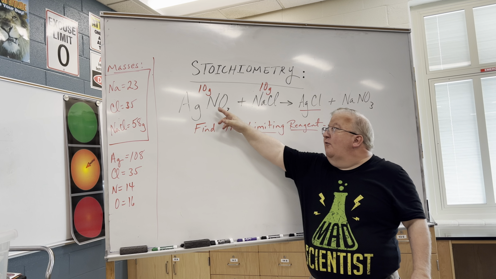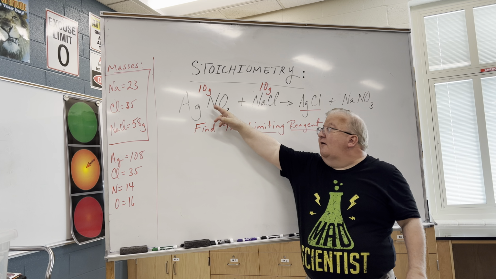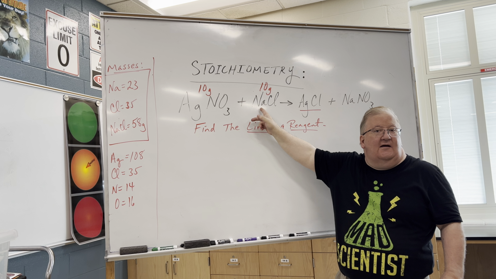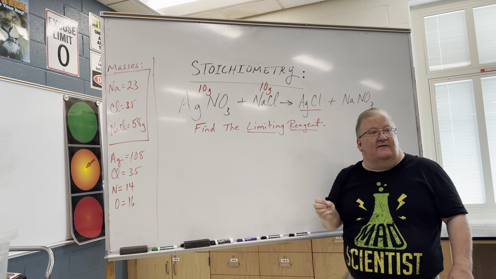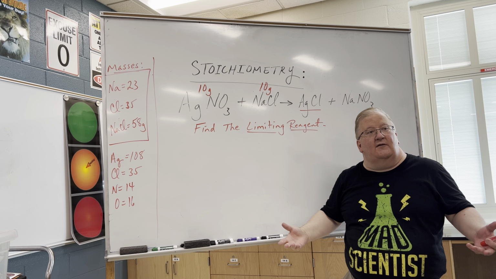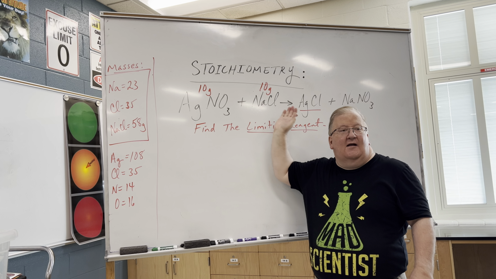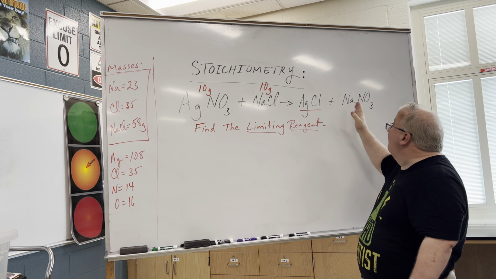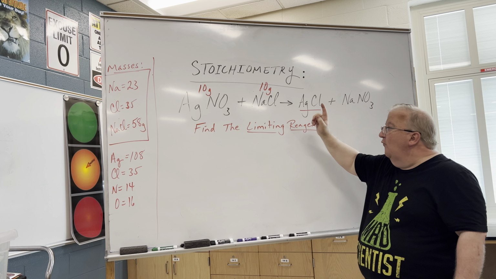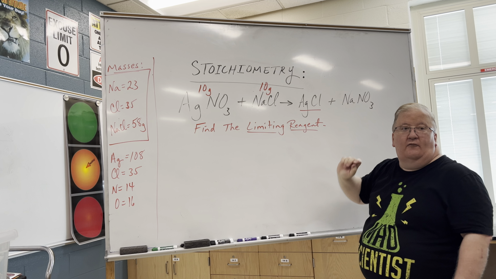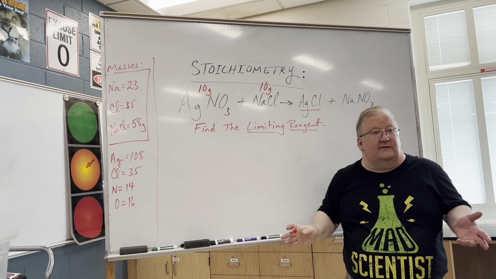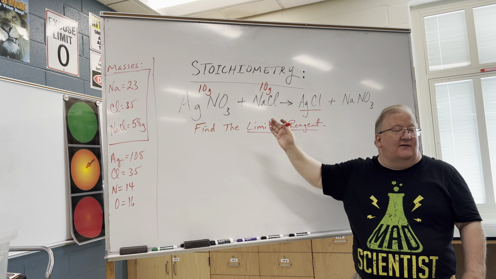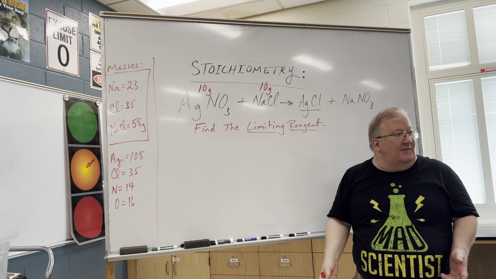If we're given 10 grams, let's say, of silver nitrate, and 10 grams of table salt, NaCl, here's a question you'd be likely to see on a test. This reaction is already balanced, it's a 1 to 1 to 1 to 1 ratio of all the compounds. For this balanced reaction, what is our limiting reagent?